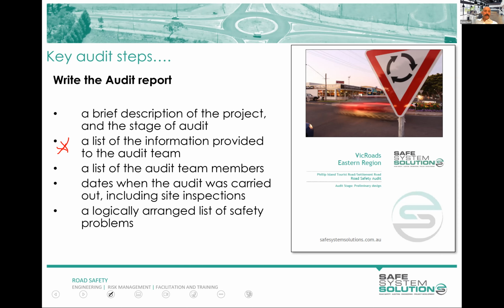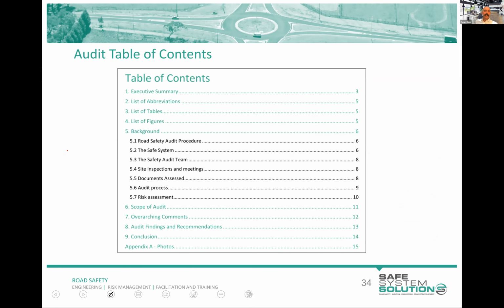It was the audit team members, the date that the audit was carried out, any inspections you did, and then your issues in a logical manner. Now, we'll give you an audit template to work with. The audit template will give you to work with conforms with the 2022 version of the Austroads Guide to Road Safety.